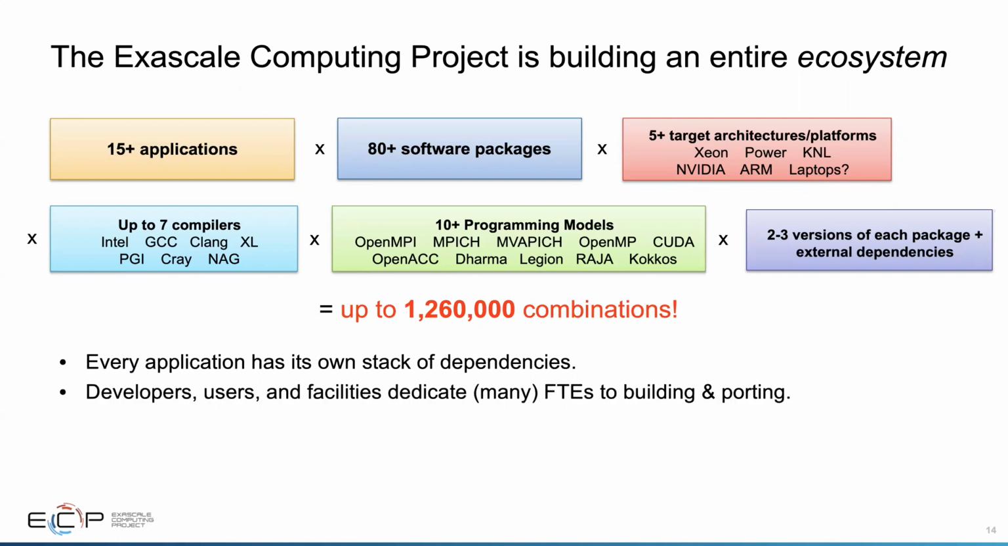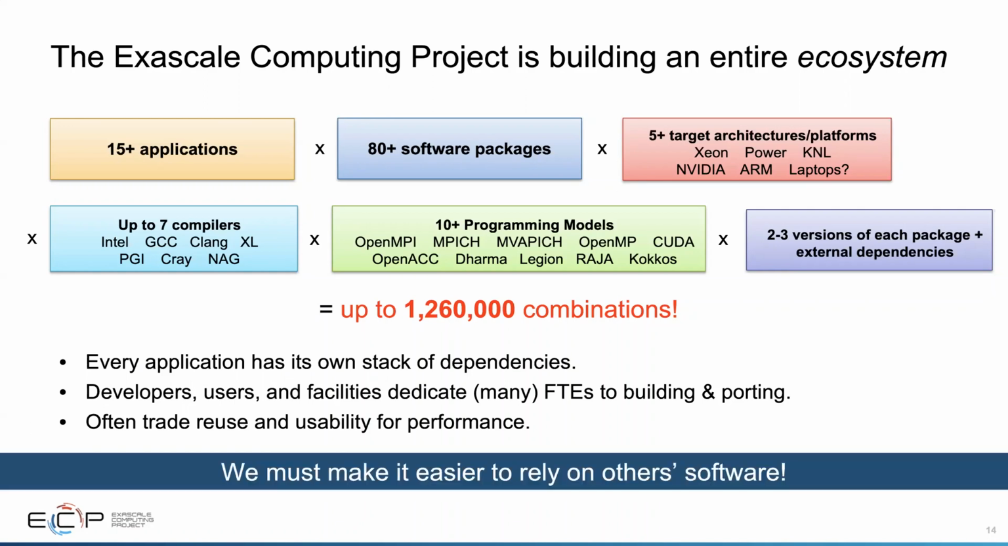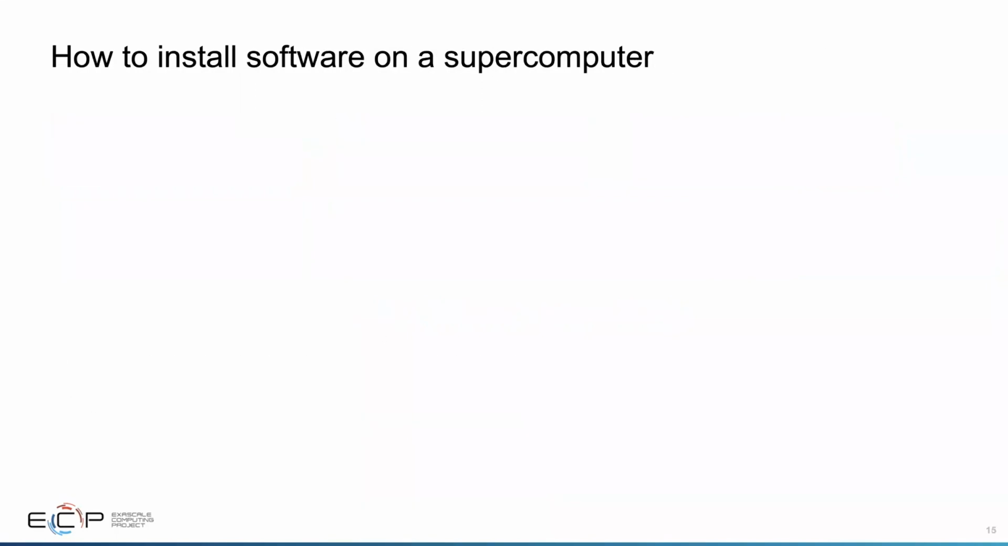It has become so complex that now many facilities are dedicating several FTEs to just building and porting of these applications. They often trade reuse and usability for performance. And we must make it easier to somehow rely on other people's software. But how do we install software? How do we install software on a supercomputer?